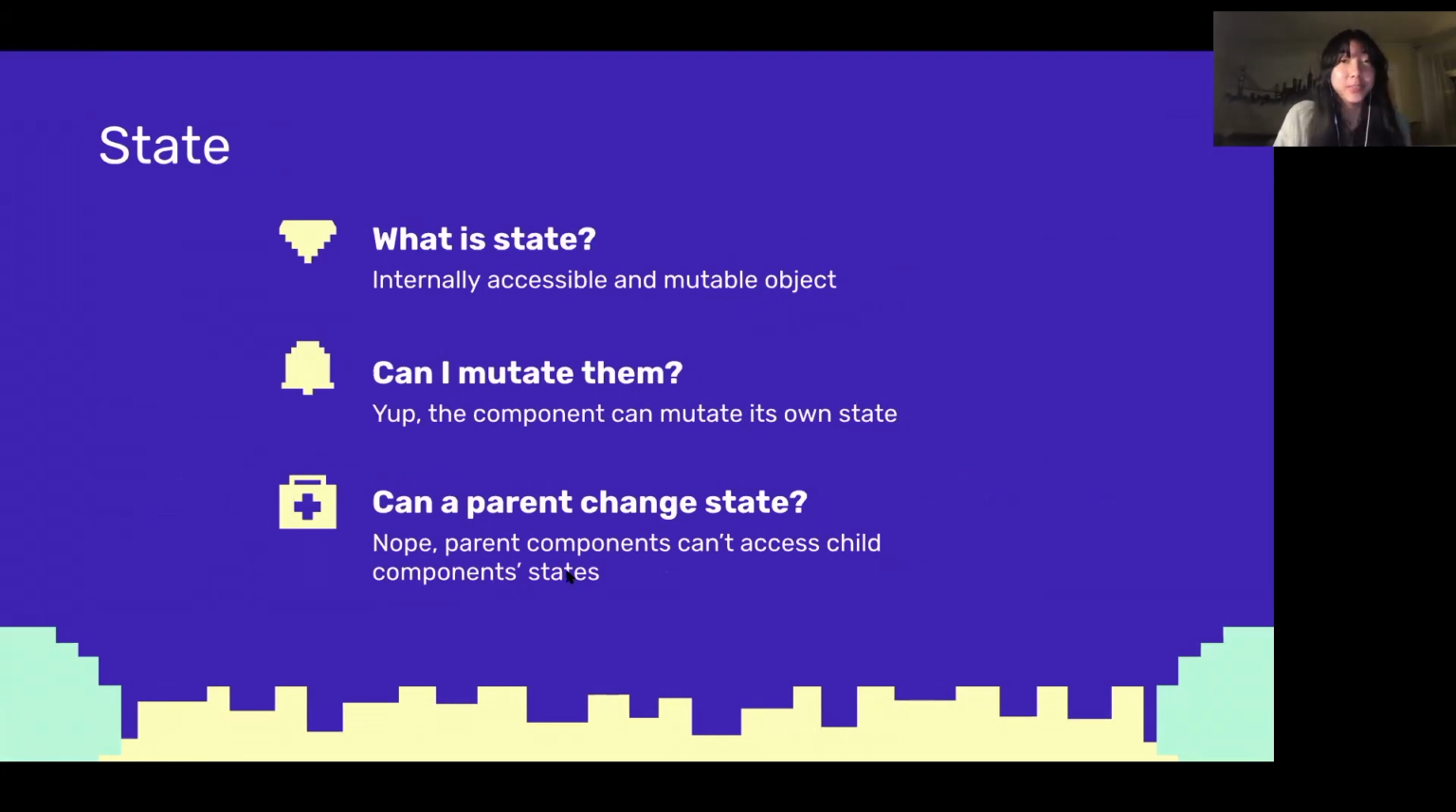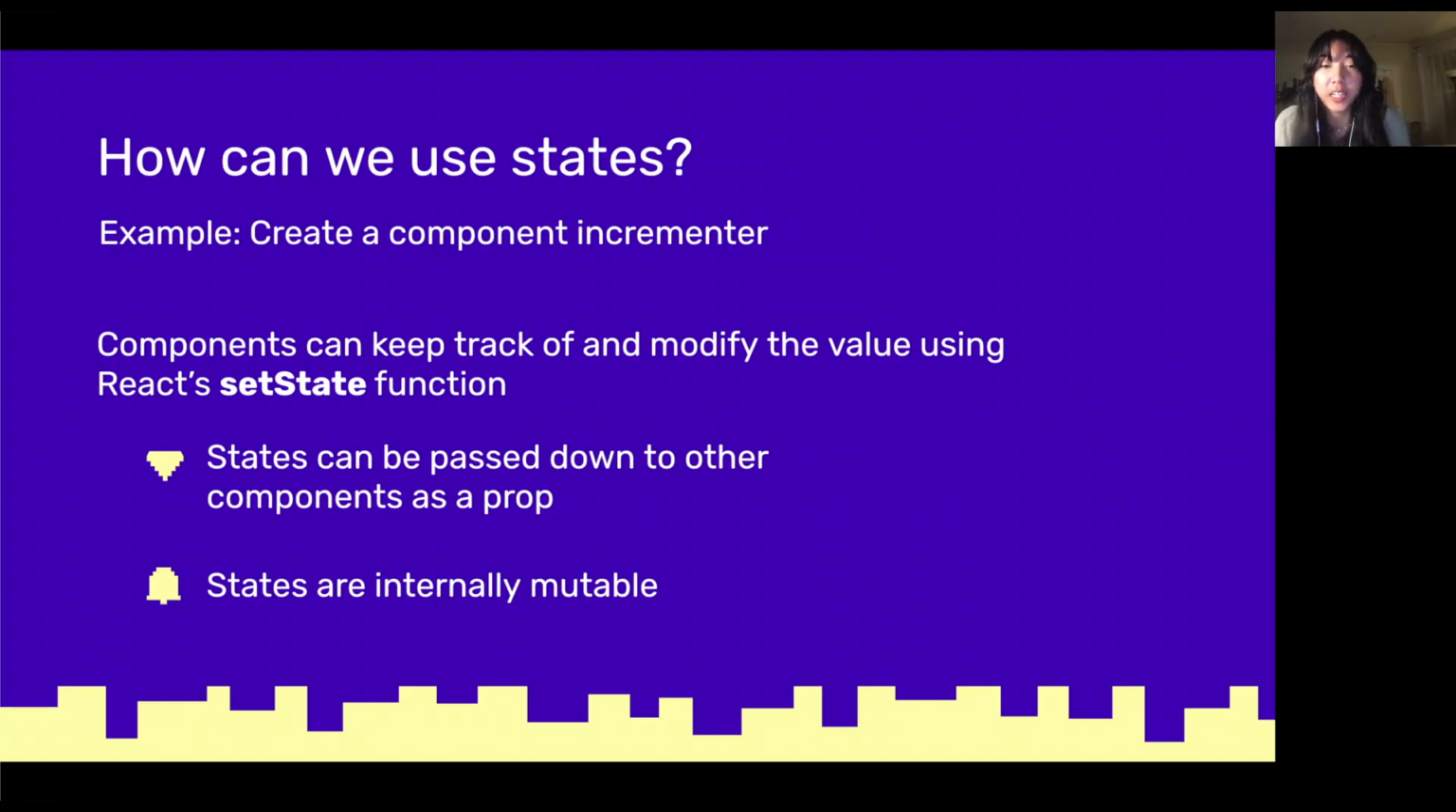For cases like this, we use state. If a component changes something in its own state, it will re-render. So let's say we wanted to create a component incrementer that increments a number every time a button is clicked. In this case, the component can keep track of and modify the current displayed value using React's setState function.